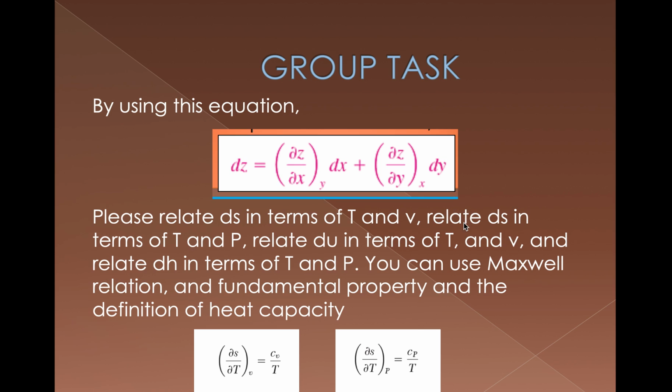And the next task is you have to relate ds in terms of dT and dP, and the third task is relate du in terms of T and v, and the last one is to relate dh in terms of T and P. You can use Maxwell relations and the fundamental properties, which are four of them, and the definition of heat capacity also: the partial derivative of s with respect to T at constant volume equals Cv per T, and the partial derivative of s with respect to T at constant pressure equals Cp per T. So this is the group task, and you can send the group task in before Monday.